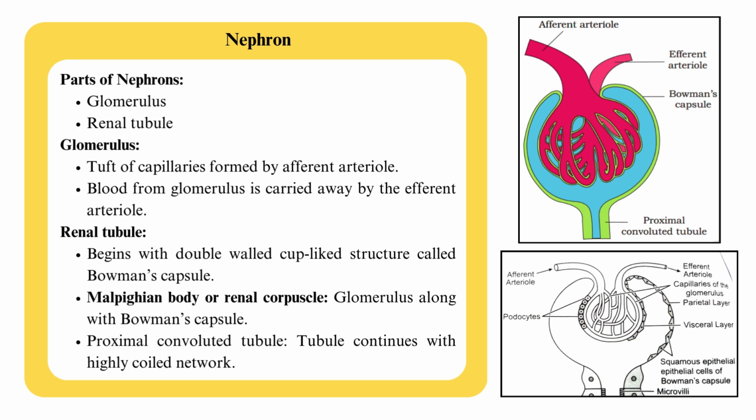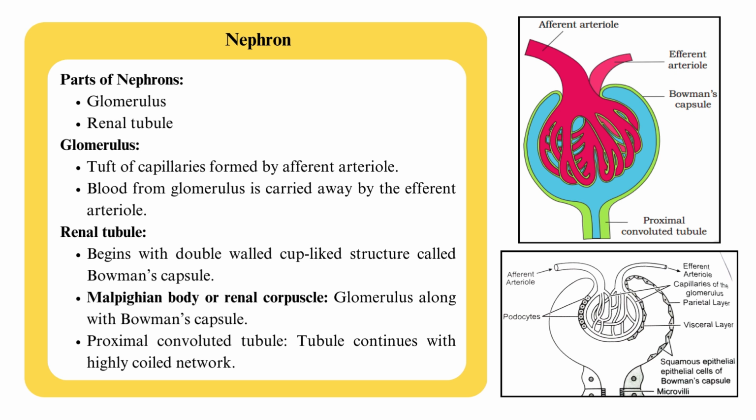Let's see the nephrons in detail. There are 2 parts of nephrons. They are glomerulus and renal tubule. The picture here shows the glomerulus. Glomerulus is the tuft of capillaries formed by afferent arteriole. Blood from glomerulus is carried away by the efferent arteriole.